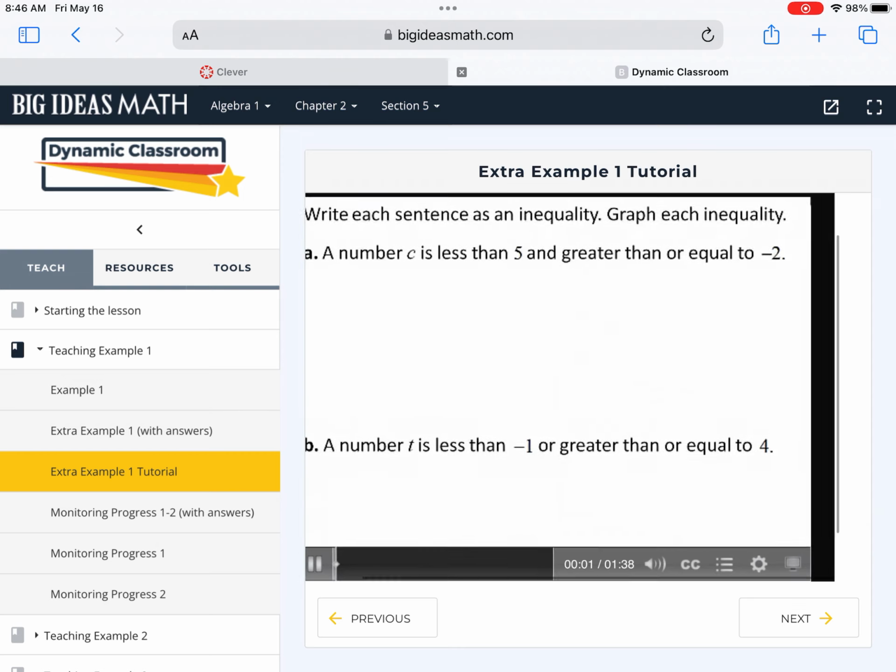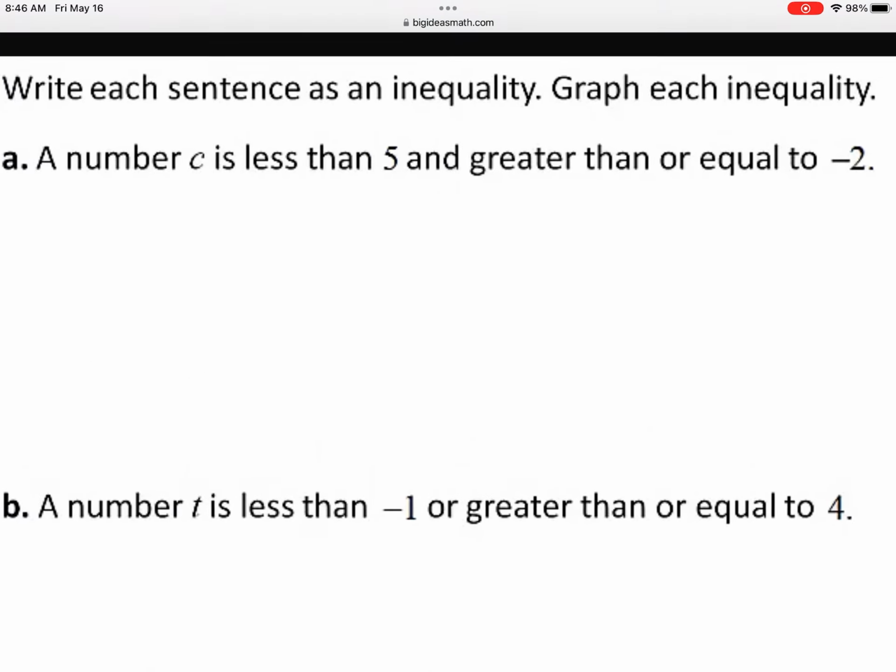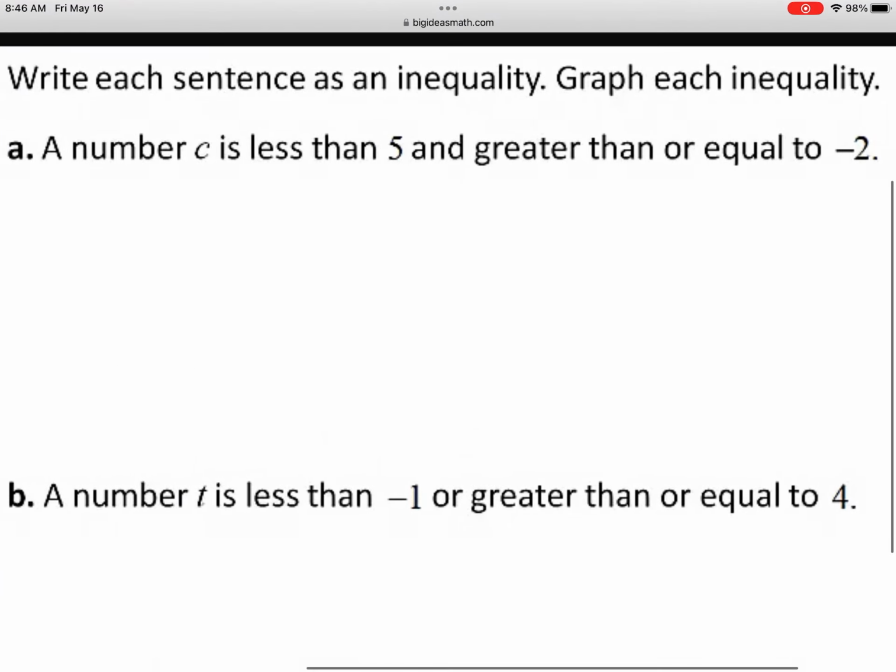Write each sentence as an inequality. Graph each inequality. Part A. A number C is less than 5 and greater than or equal to -2.